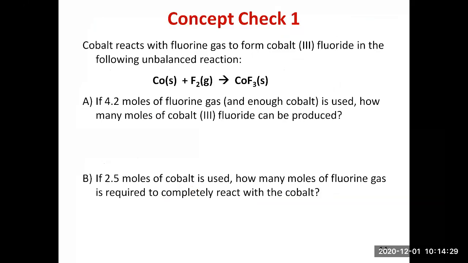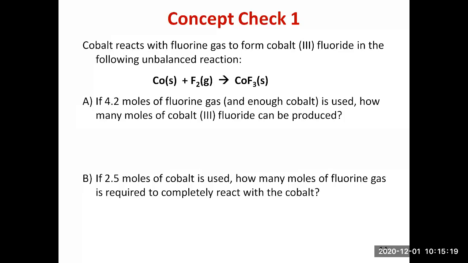Let's go through a concept check. So again, you want to pause the video and work this out on your own before you watch the answer so that you can learn to do it. So we have cobalt reacts with fluorine gas to form cobalt-3 fluoride in the following unbalanced reaction. So it shows how cobalt, the solid metal, reacts with the fluorine gas F2. F2 is one of those diatomic molecules: in their elemental state, they are diatomic molecules made of 2 atoms of the same kind. And you're forming cobalt-3 fluoride. So you have 3 fluorine for 1 cobalt in this compound, and it's a solid.